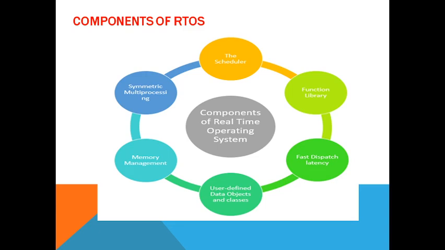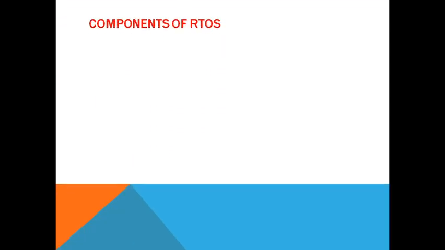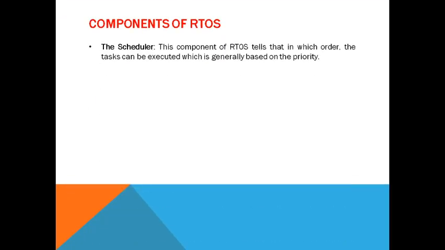So after the components of RTOS, we will see in detail the definition of the scheduler. This component of RTOS tells in which order the tasks can be executed, which is generally based on the priority.